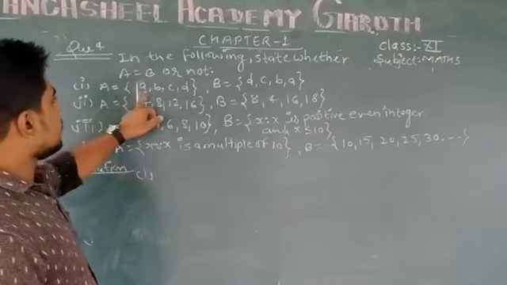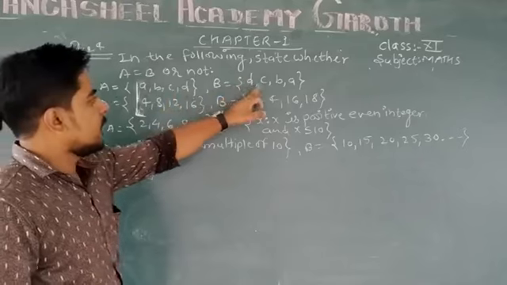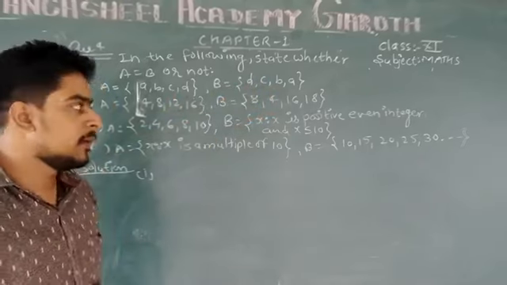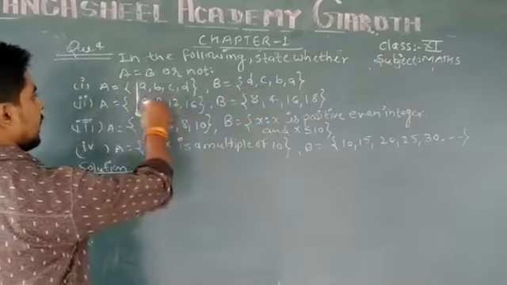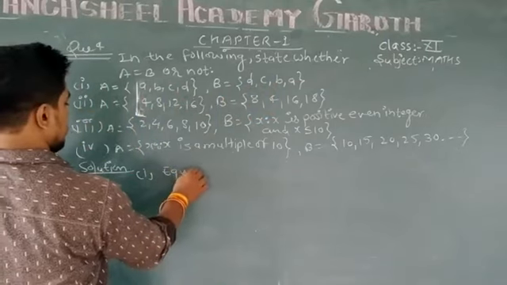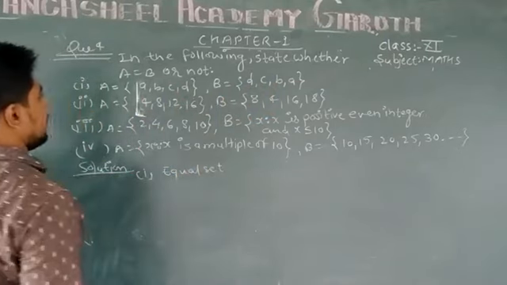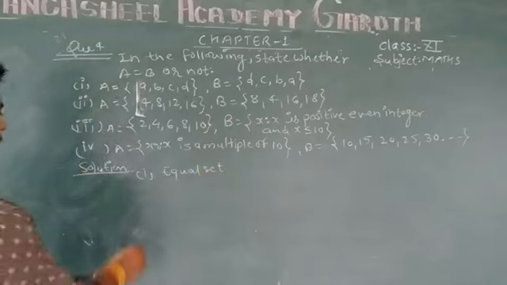here A contains A, B, C, D, whereas B also contains A, B, C, D, and their elements are same. Therefore, A and B are equal sets. Why equal sets? Because both contain the same elements.